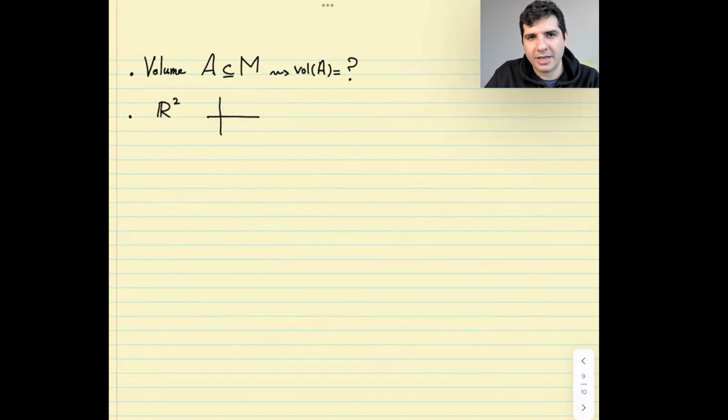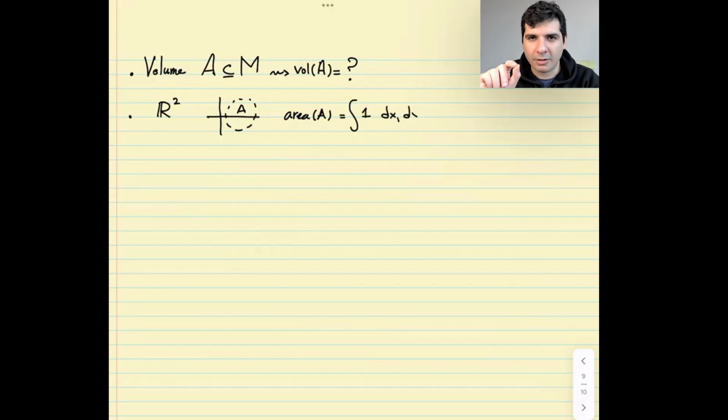Let's go back to the case of R2. If I pick some open subset in R2, what is the two-dimensional volume of that? Two-dimensional volume is just area. What is the area of A? From calculus, we remember this was the integral of 1 dx1 dx2 over A, or the integral of 1 dx dy over A.